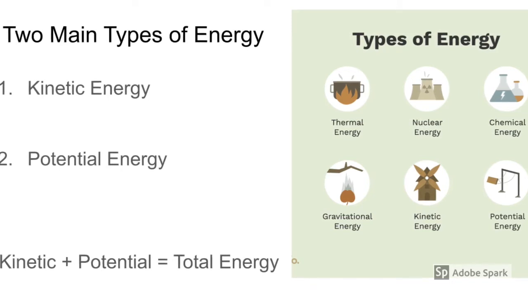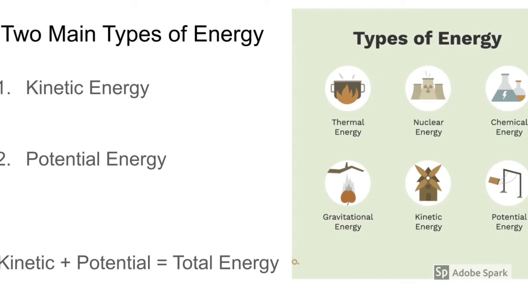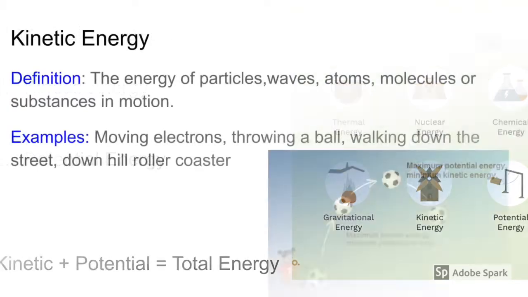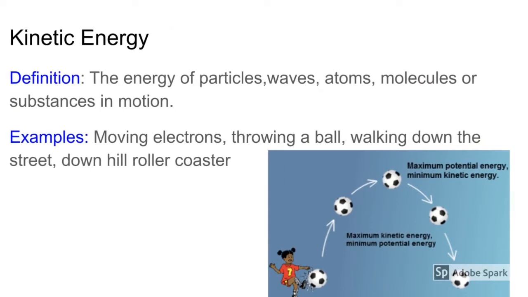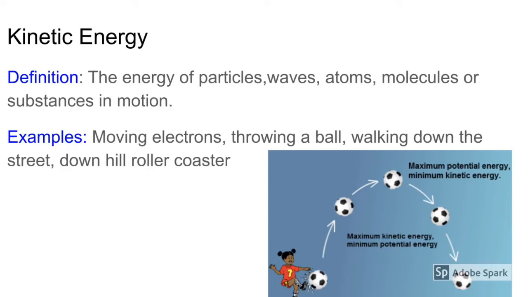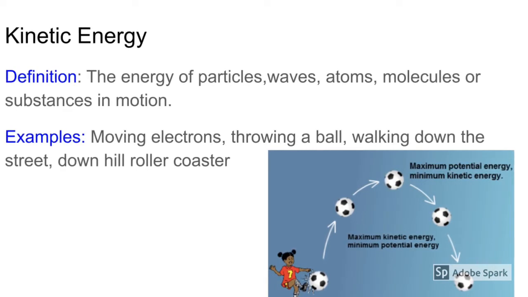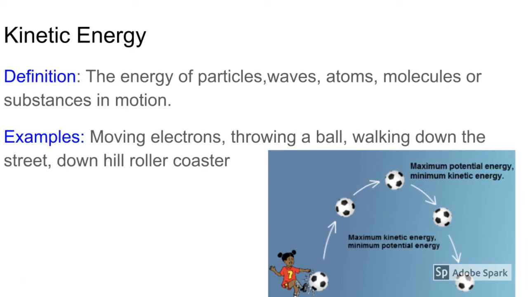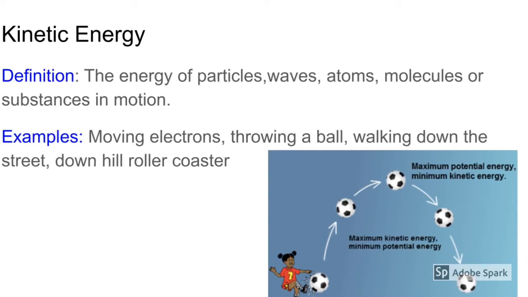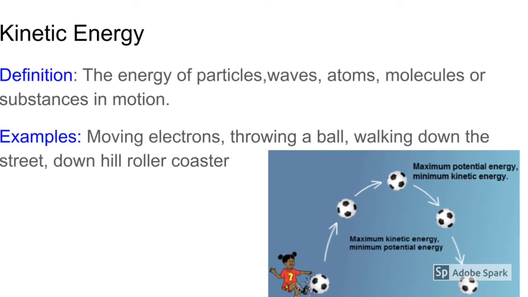Potential and kinetic energy can be broken down even further. Thermal, nuclear, chemical, and gravitational energy all fall into one of these two categories. What is kinetic energy? Kinetic energy is the energy of particles, waves, atoms, molecules, or substances in motion. Examples would be moving electrons, throwing a ball, walking down the street, going downhill on a roller coaster. Basically, it's in motion. That's the key word.